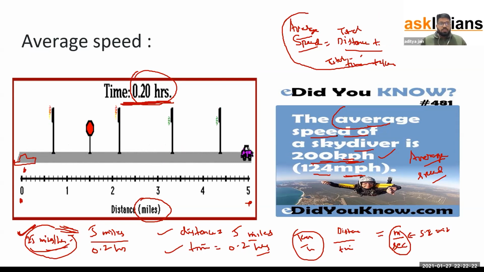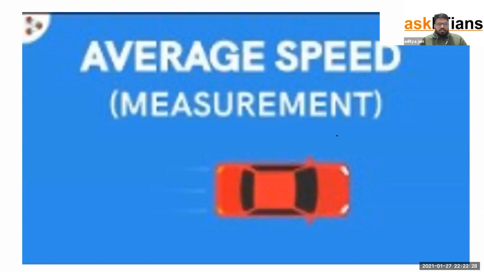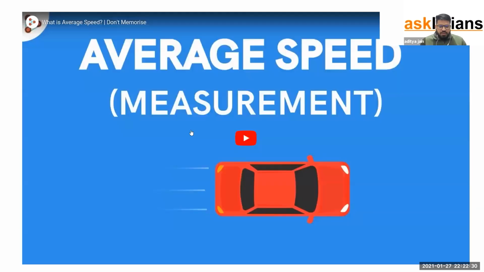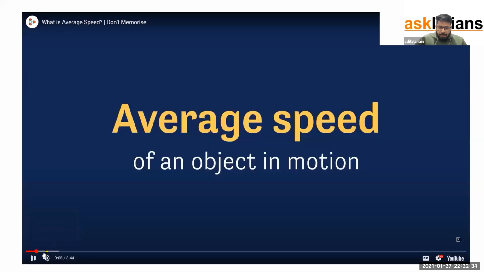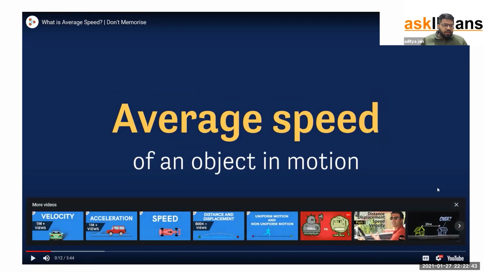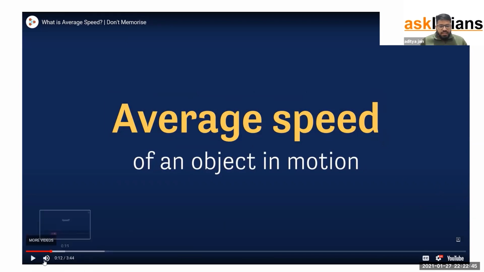So I hope it is clear what speed is and what average speed is. Now we'll see the concept of average speed in more depth with the help of a video. We'll start the video. The video explains what the average speed of an object in motion is. She is basically defining the concept of average speed of an object in motion that we have already seen. Let's move on. More time, as this is an important concept.